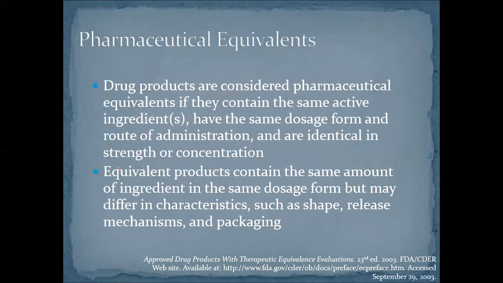Talking about the pharmaceutical equivalent, a product is considered to be pharmaceutically equivalent if it has the same active ingredient, has the same dosage form, same route of administration, and is identical in strength or concentration. So we are having 4 components. It should have the same active ingredient, it should be in the same dosage form, it should have the same route of administration, and it should be identical in strength or concentration. Now, there is certain other term that is used, that equivalent products contain the same amount of ingredient in the same dosage form, but this may differ in shape, release mechanism, and packaging.